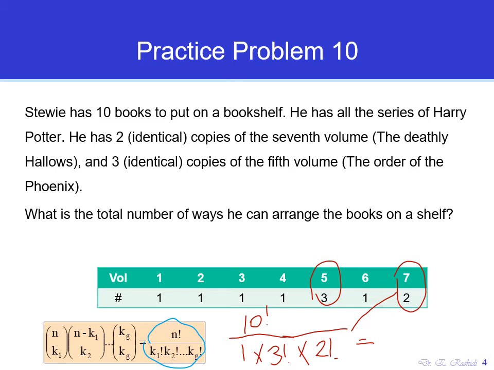And then you can use a calculator to solve this, or you can expand the 10 factorial to get to the 3 factorials and then cancel out each other, and it's going to be a big number. So if you solve this, it's going to be equal to 302,400. As you see here, it's going to be a big number. All right, if all the books were actually different, 10 different books, then it would be 10 factorial. It would be an even bigger number. Actually, it would be 12 times this.